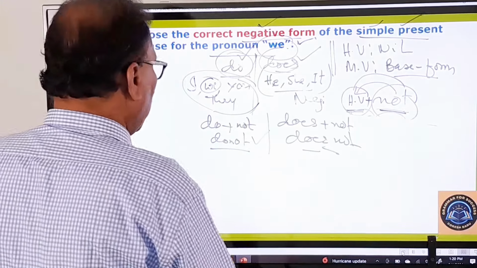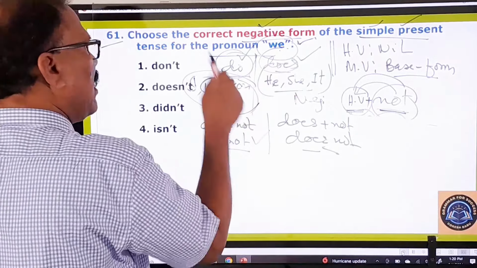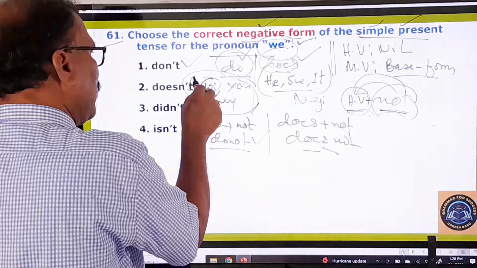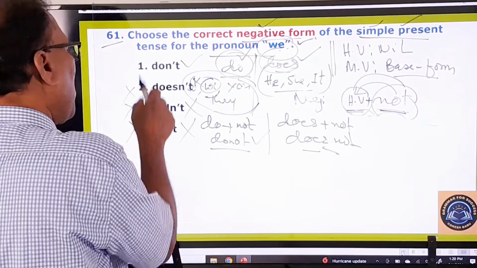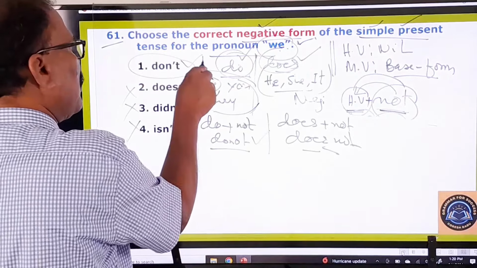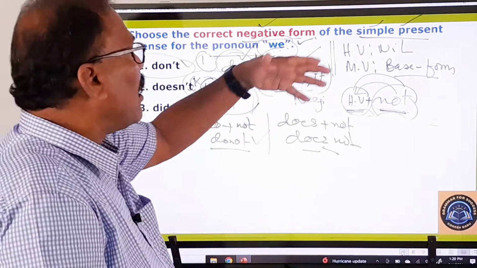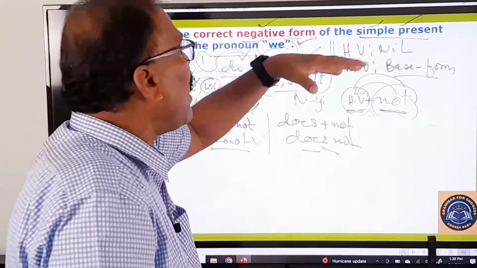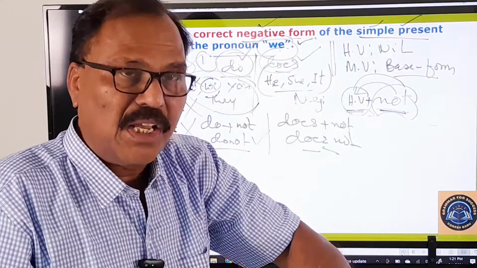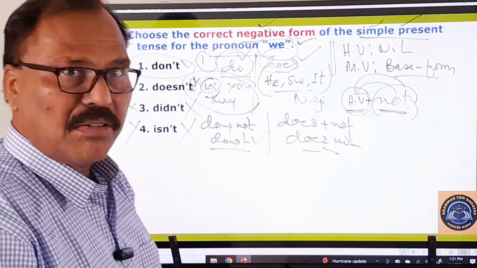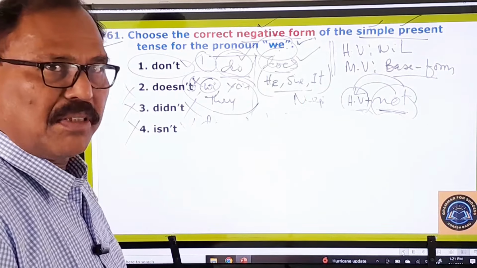Now look at the options given here. For we, what is the negative form? Don't we use, but not, does not, not, did not, not, isn't it. Therefore the second, third and fourth options are eliminated. Only the first one is your answer. So this is how you have to answer. If you have some idea about the simple present tense and about its negative form sentences, you can easily do this. Otherwise you cannot do this. Now I hope you have understood these things. Now let's move on to the next question.